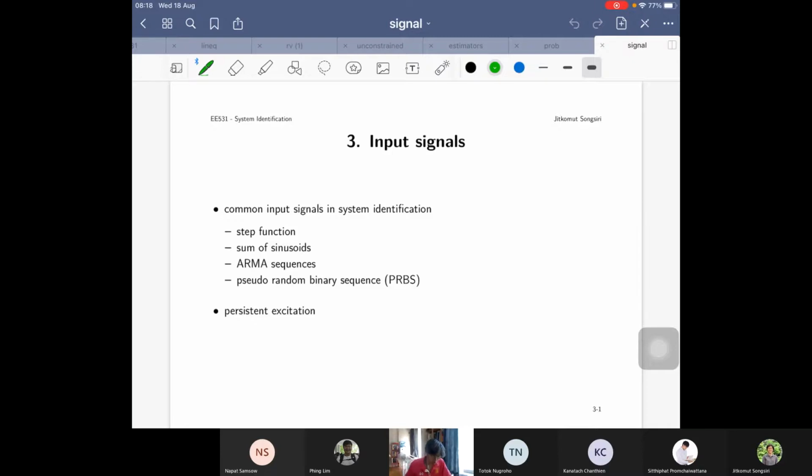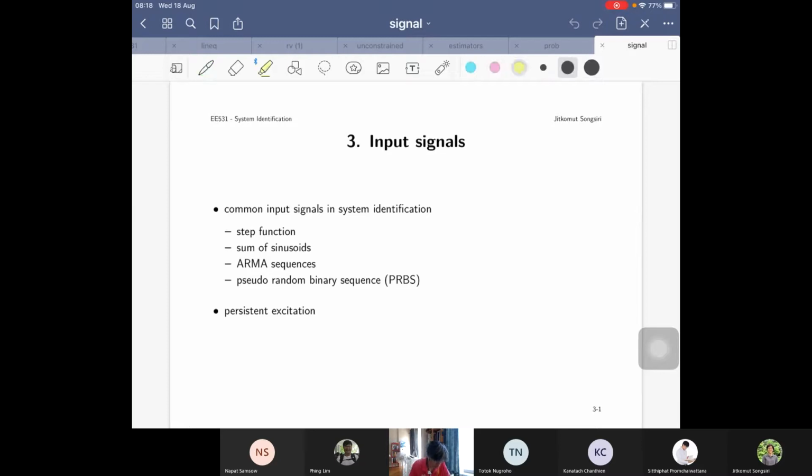Okay, this chapter is about how to design the input signals for system identification experiment. This video clip is recorded on Wednesday, August 18, okay, by Jitkomut.